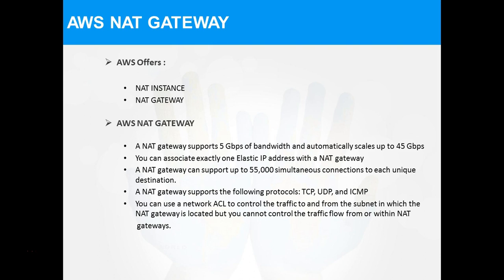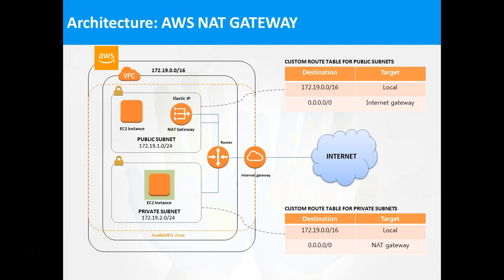You can also use a network ACL to control the traffic to and from the subnet in which the NAT gateway is located, but you cannot control the traffic flow from or within NAT gateways. Let us discuss the same thing with an architecture of how this NAT works, how we can connect the internal IP addresses from outside.